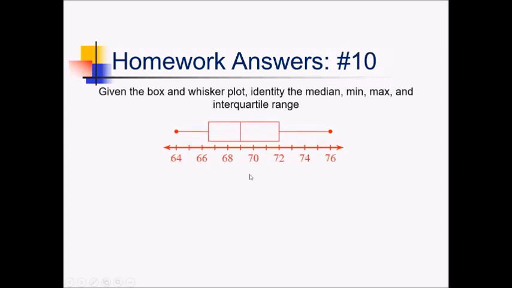For this one, let's find these properties for this box and whisker plot. So for the median, that's our middle line here of 69. For the min, that's the left whisker, which gives us 64. And the max is going to be our right whisker here at 76. For the IQR, interquartile range, that's going to be the upper median, which is 72, minus the lower median, which looks like, going by the scale here, that should be 66.5. And if I subtract those, that is going to be 5.5 for the distance of those boxes.